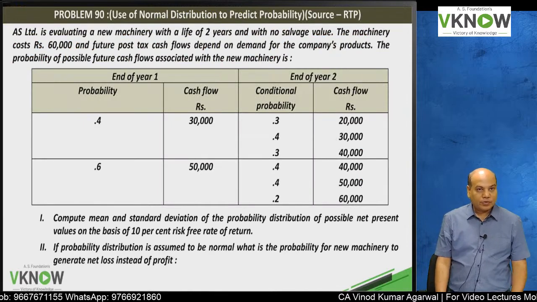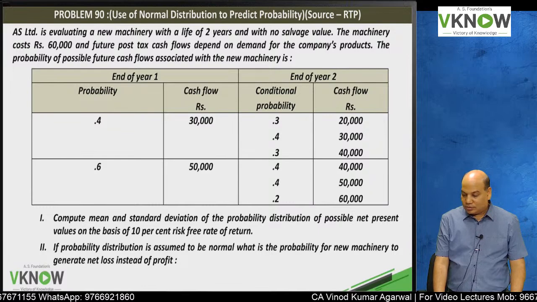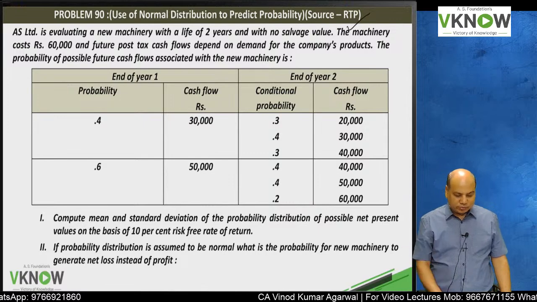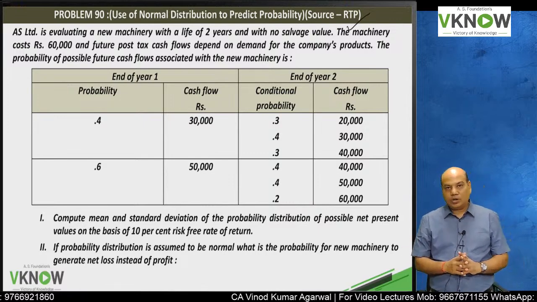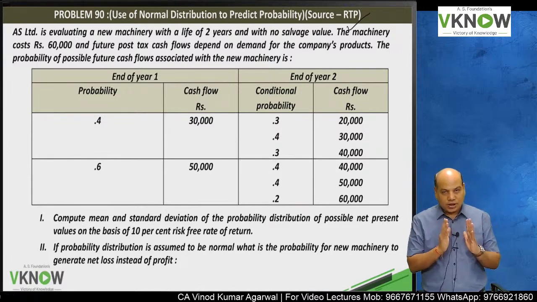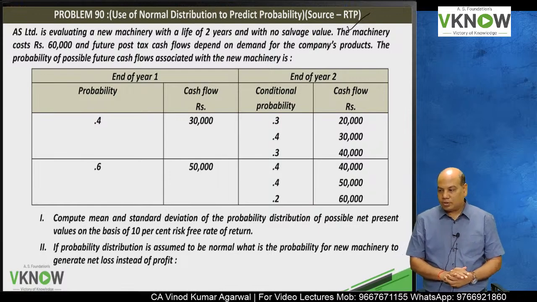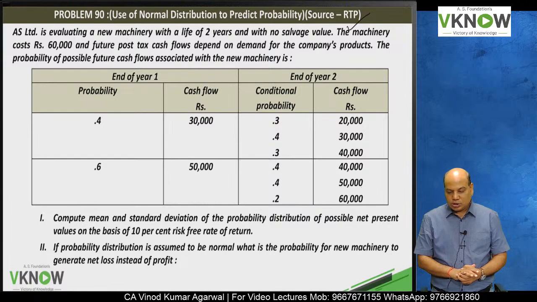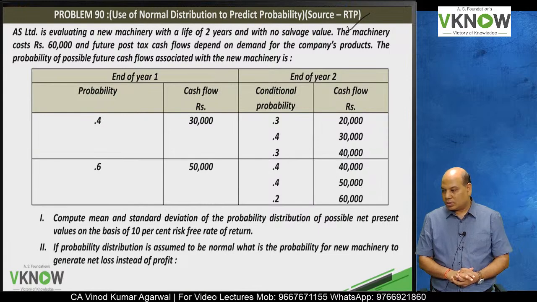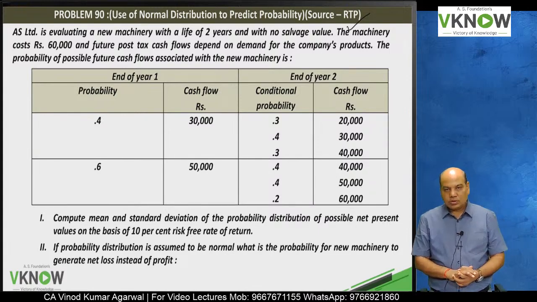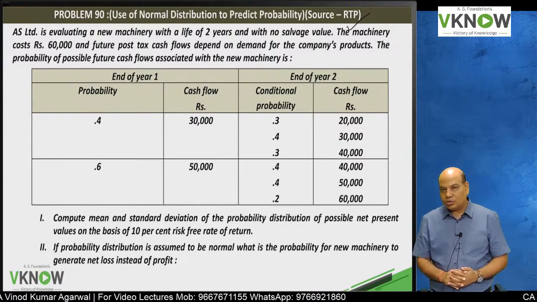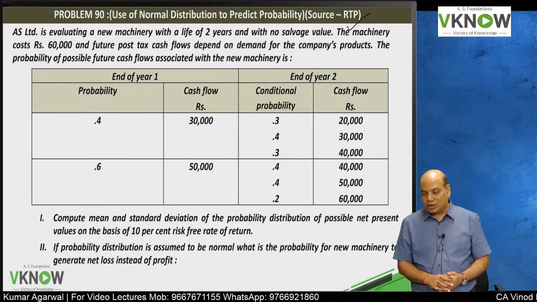Question number 90. Source is RTP. And because it's an RTP question from the past exams, past years, it is important. So first we'll read the problem. AS Limited is evaluating a new machinery with a life of 2 years and no salvage value. The machinery will cost ₹60,000 and future post-tax cash flow depends upon the demand for the company's product.